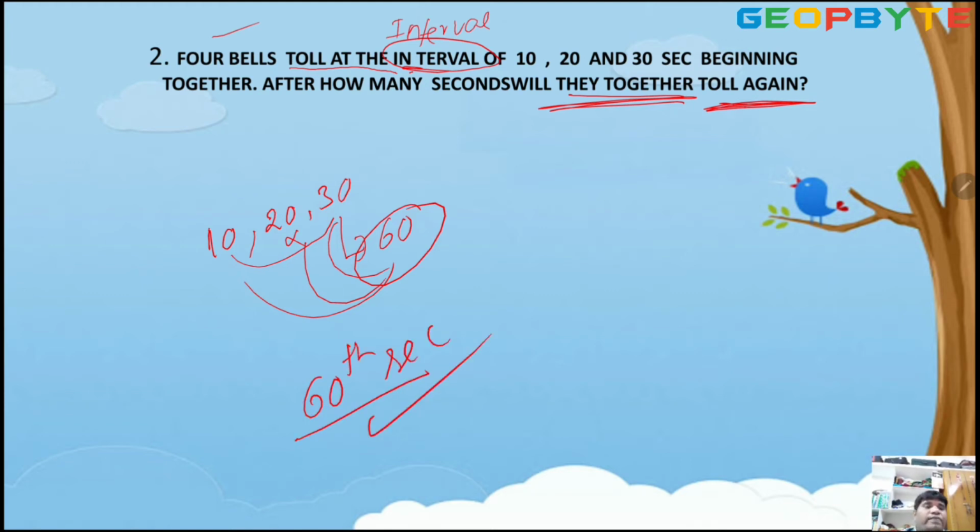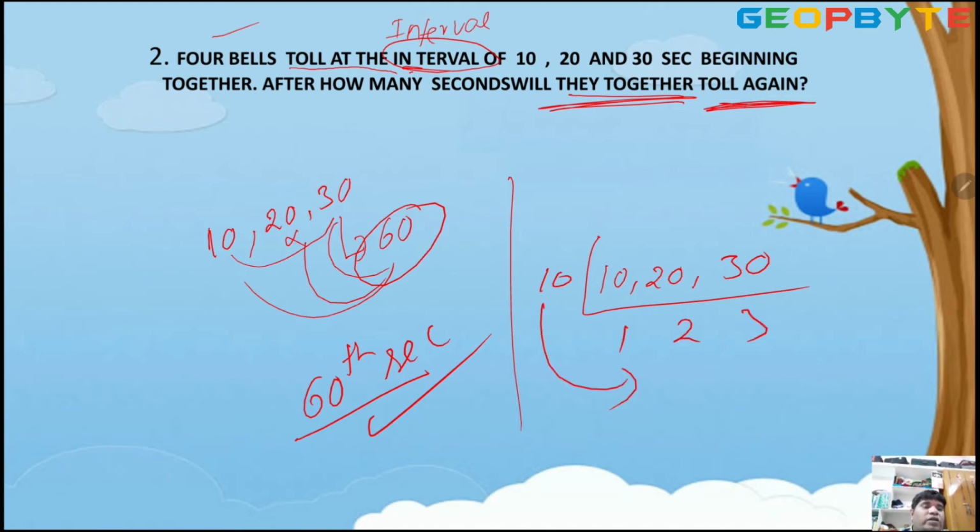Okay, the answer. In case you are confused, you can use this method for the LCM calculation of 10, 20, 30. 10 ones, 2s, 3s, not divisible. So take the product: 10 into 1 into 2 into 3. What is the LCM? 60. Okay, children. Next.